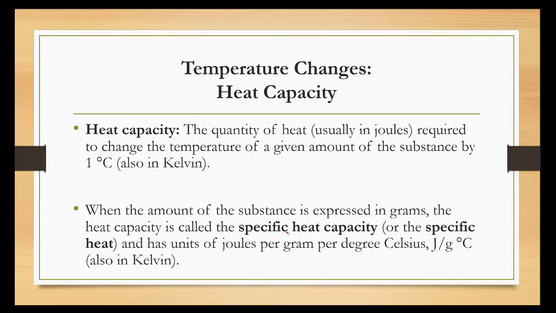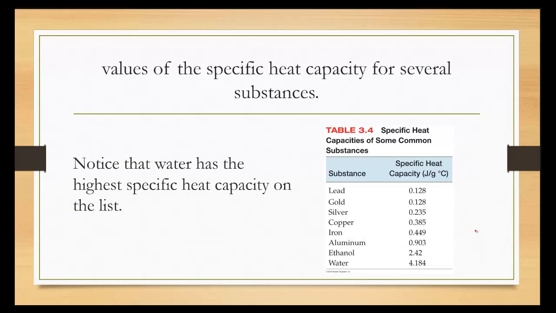When the amount of a substance is expressed in grams, the heat capacity is called the specific heat capacity, or just simply the specific heat, and has units of joules per gram per degree Celsius. It could also say joules per gram Kelvin, because remember, as Celsius changes, so does Kelvin.